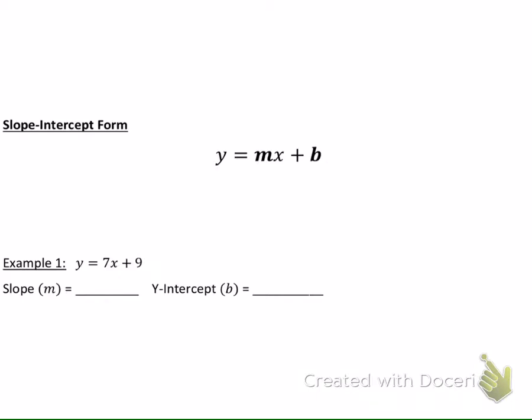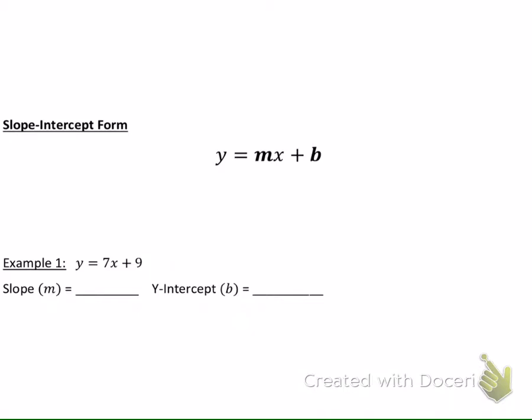Alright, slope is your rate of change. It's how things change. It's how your dependent values change as you move each independent value. And we're going to talk about how to find that with the different types of representations, right?